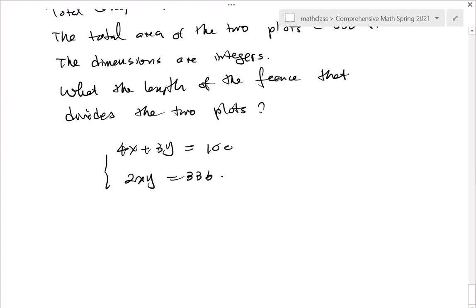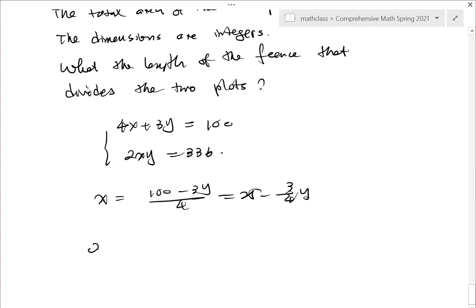Well, it's straightforward, right? You just solve for X from the first equation. It's 100 minus 3Y, divided by 4, so it's 25 minus 3 over 4 Y. Then you put it into the second equation, so X is 25 minus 3 over 4 Y, times Y is 168, or 336 with the factor of 2. We're not sure we can have a solution now, right? If we have a solution, then you solve the problem.